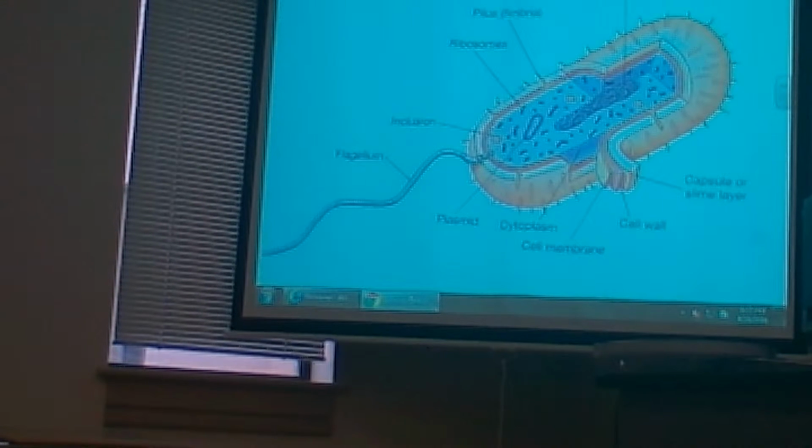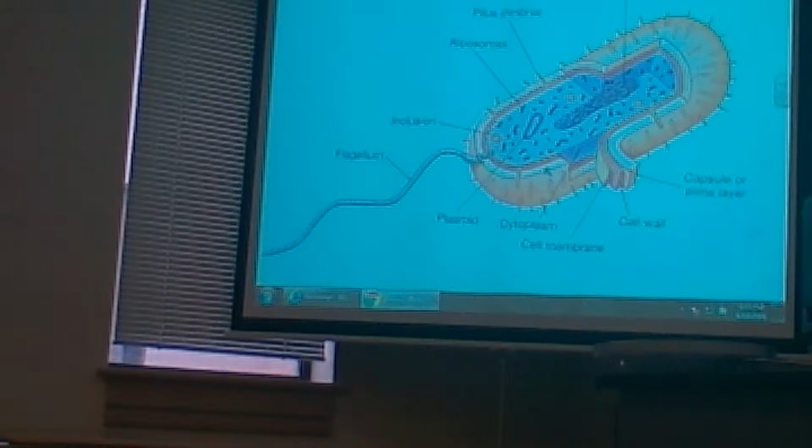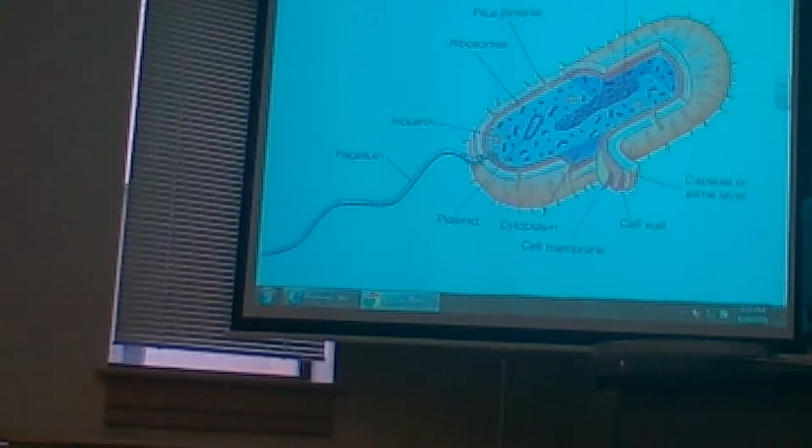Here's a plasmid represented in the smaller loop of DNA, and that's what they would pass through each other through the pili. Over here we have the flagellum, this semi-rigid, semi-flexible bit of protein that sticks out the back. It's got a little motor that can spin, and the bacteria can reverse the direction of the spin to reverse the direction of the bacteria.